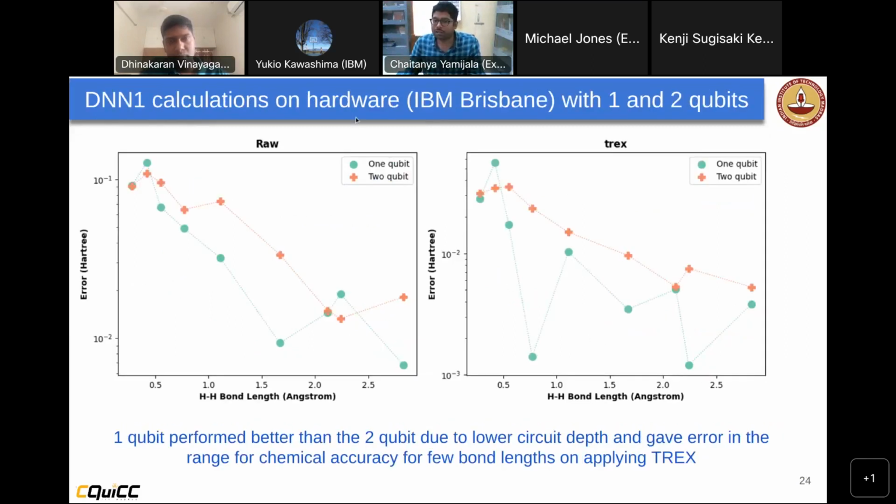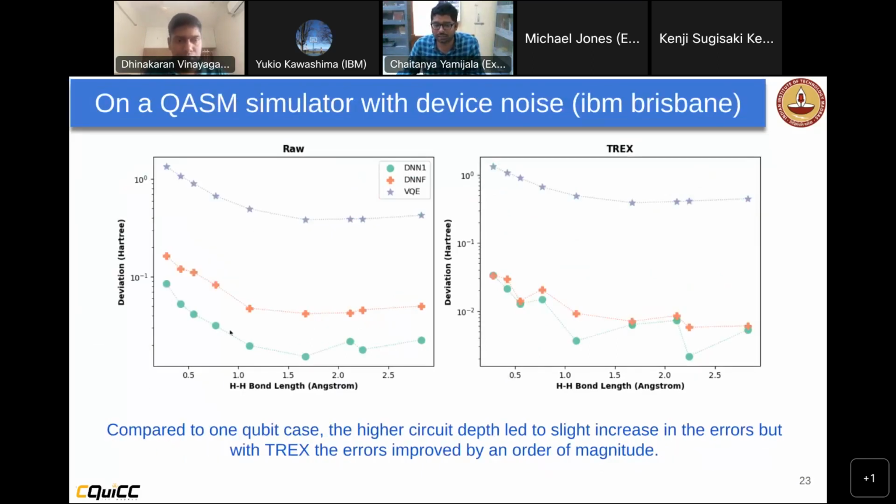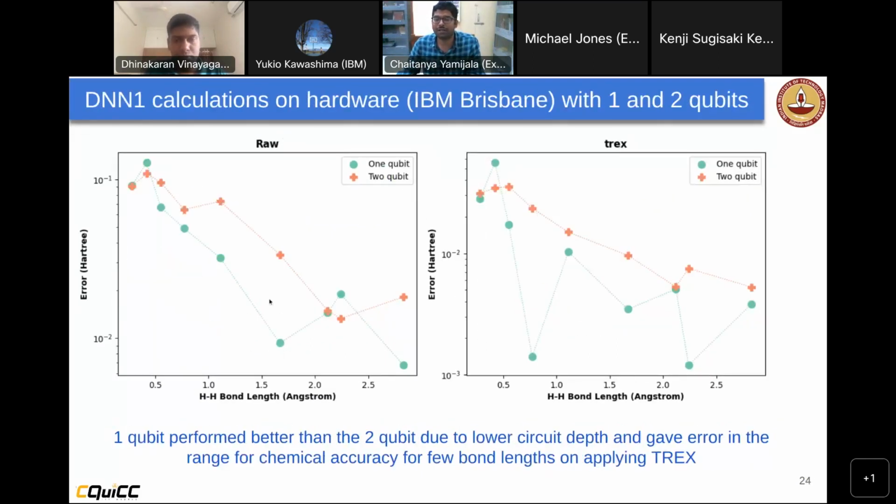So we also performed the DNN1 level calculation, since as you can see here, DNN1 is giving better results. So we went on and calculated the DNN1 results on real hardware. That is IBM Brisbane, which we chose here. The earlier simulations that I showed are for the QASM simulator with a noise model.